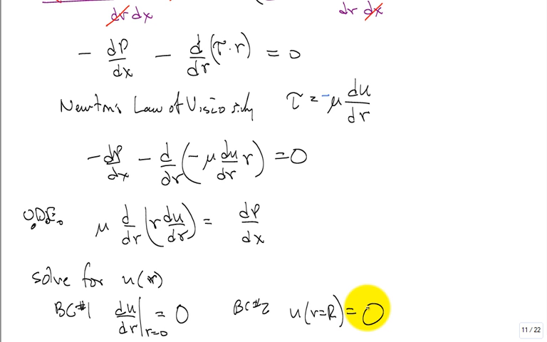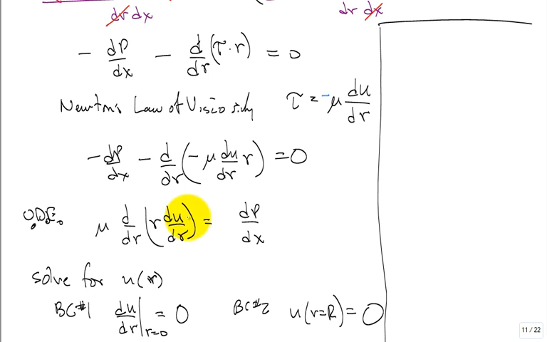So symmetry gives us one boundary condition. No slip gives us the other boundary condition. I put on my mathematical hat, forget about engineering, and just separate and integrate and try to solve this problem. Let me try and stuff it over here. So we'll do the mathematics right in here.